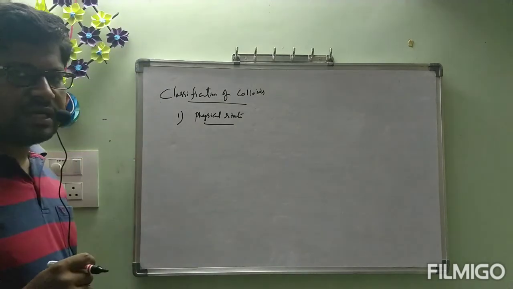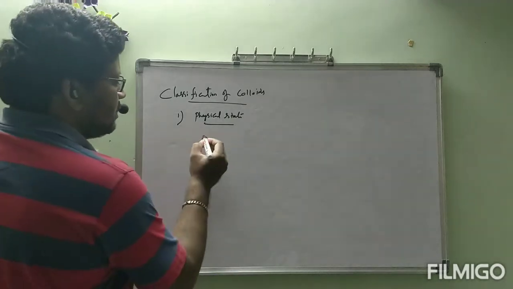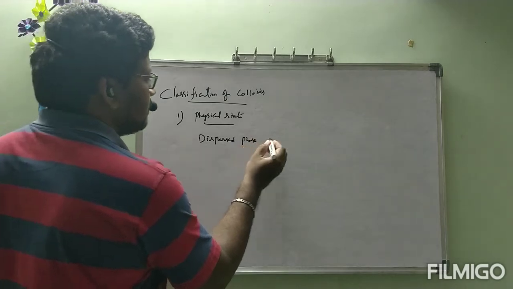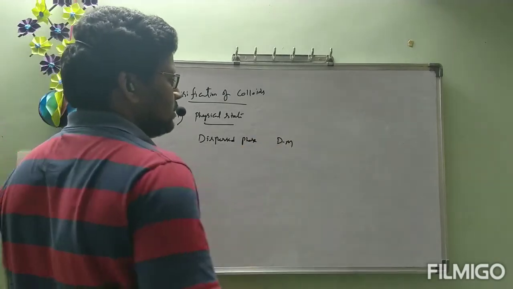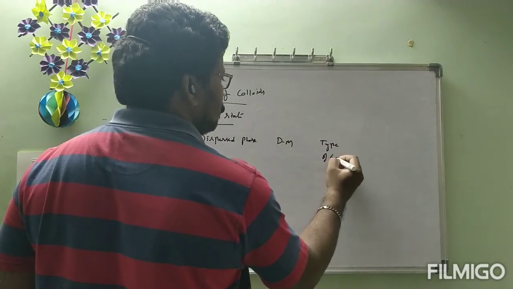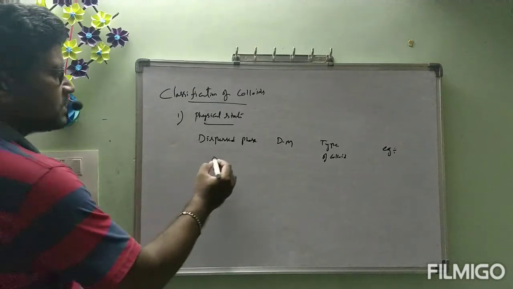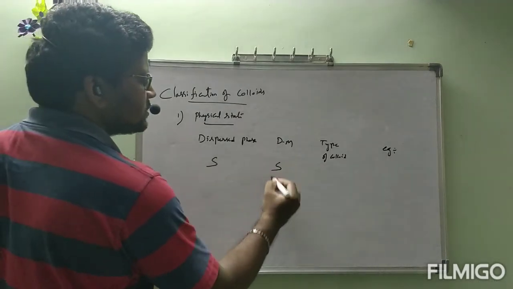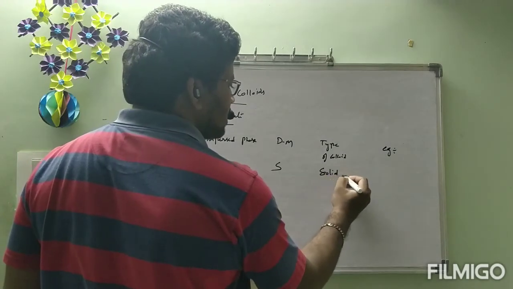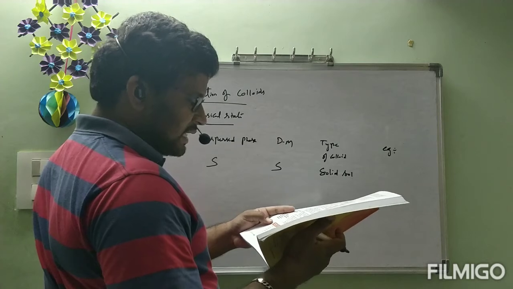Colloids are classified into 8 types. What are those 8 types? Let us see. Dispersed phase, dispersion medium, type of colloid, example. Dispersed phase solid, dispersion medium also solid. Then what is the type of colloid? Solid sol. Example: some colored glasses and gemstones.